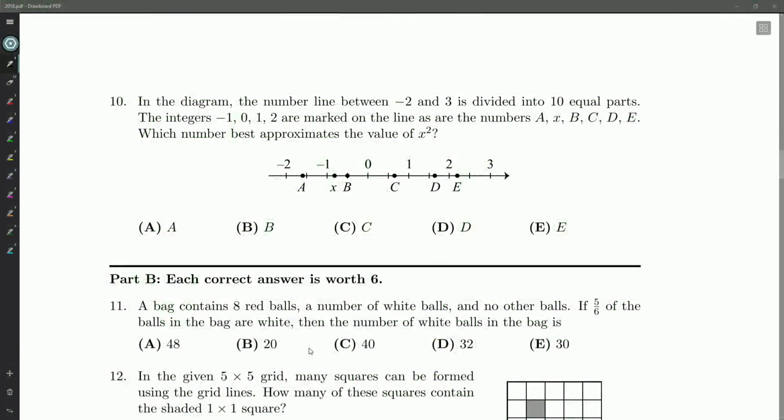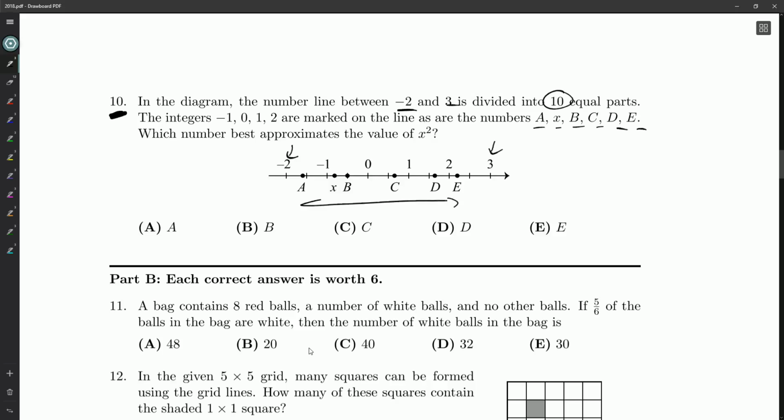Root Beer here, looking at question number 10 on the Fermat paper. In the diagram, the number line between -2 and 3 is divided into 10 equal parts. The integers -1, 0, 1, 2 are marked on the line, as are -2 and 3, as well as the numbers A, X, B, C, D, and E, in increasing order here.